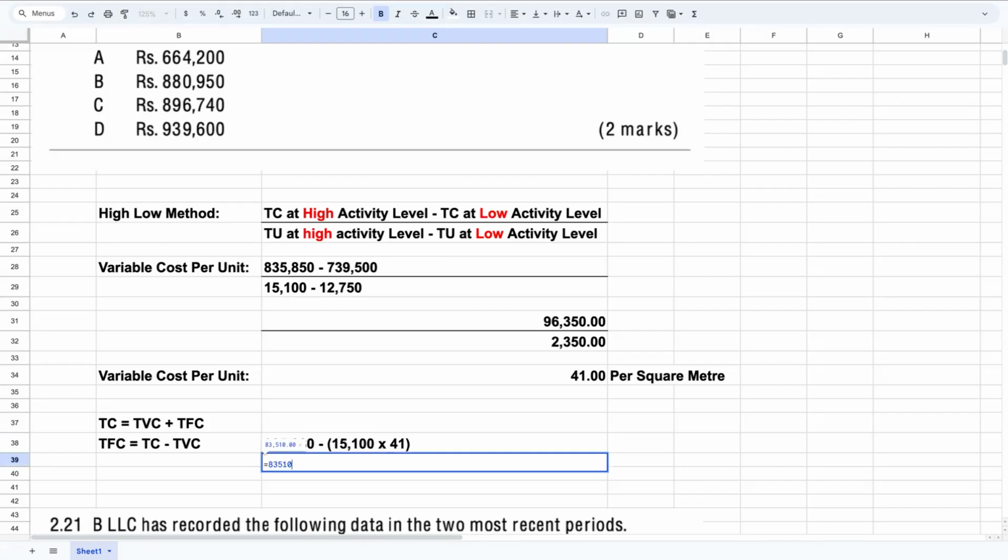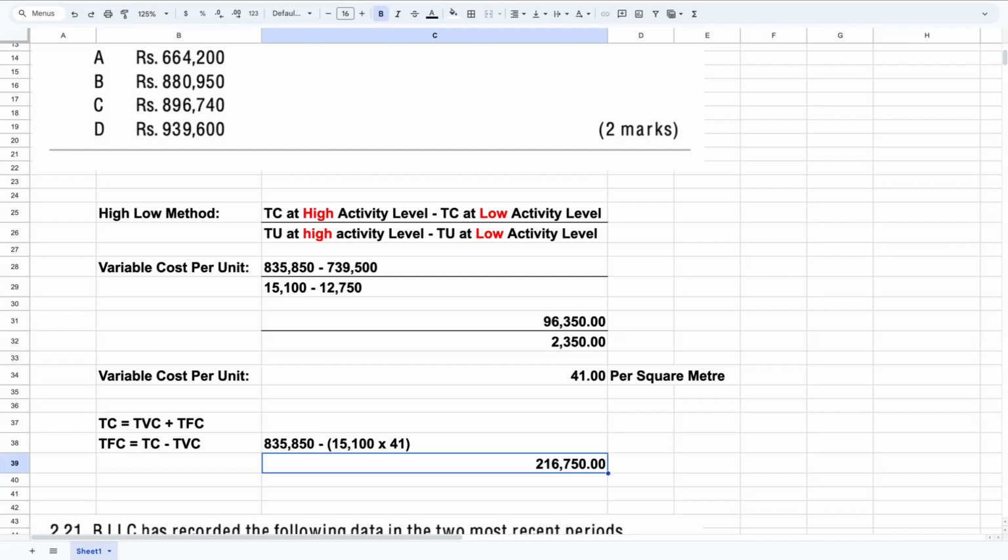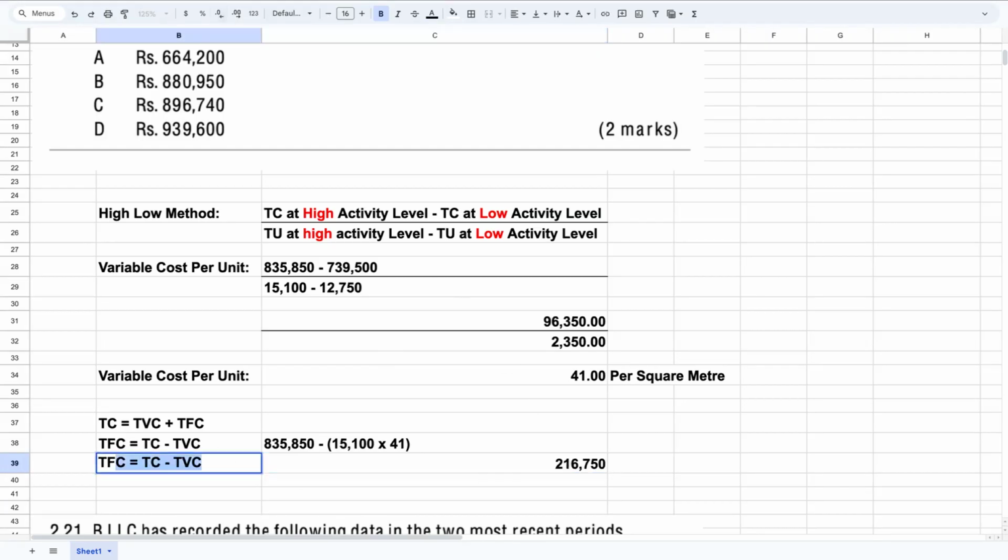So 8 lakh 35,850. Take away 15,100 into 41. We will end up with this amount, 2,16,750, right? This is going to be our total fixed cost.